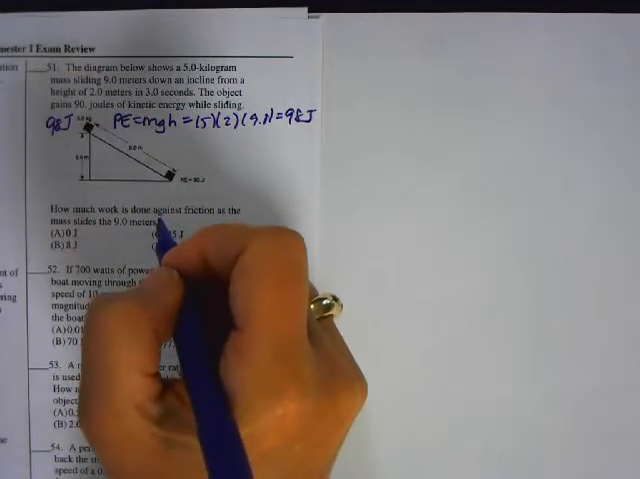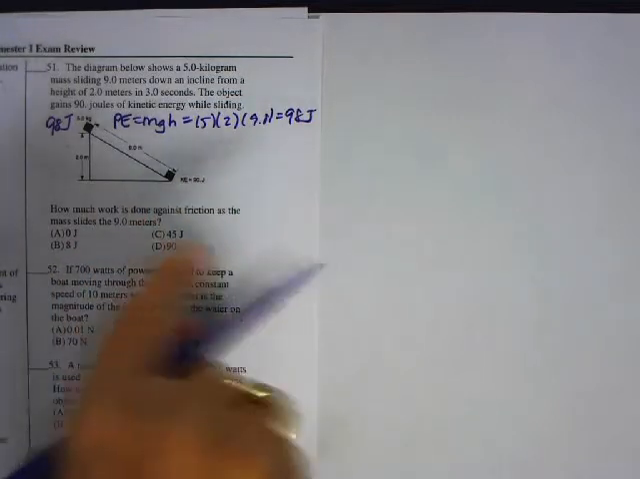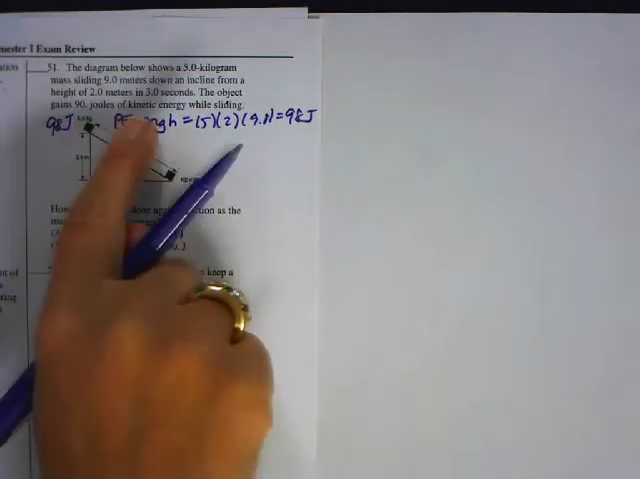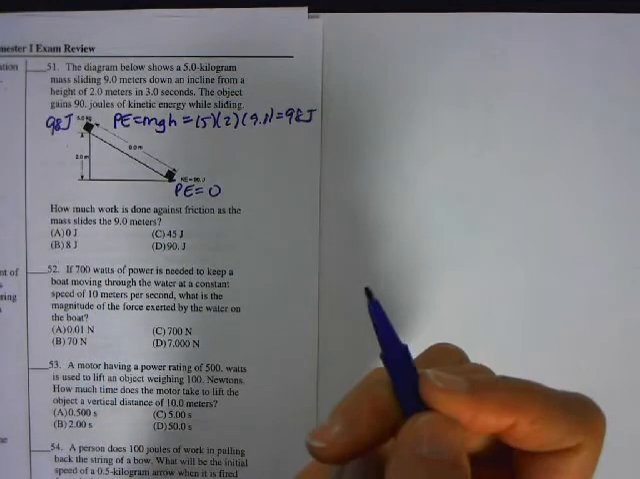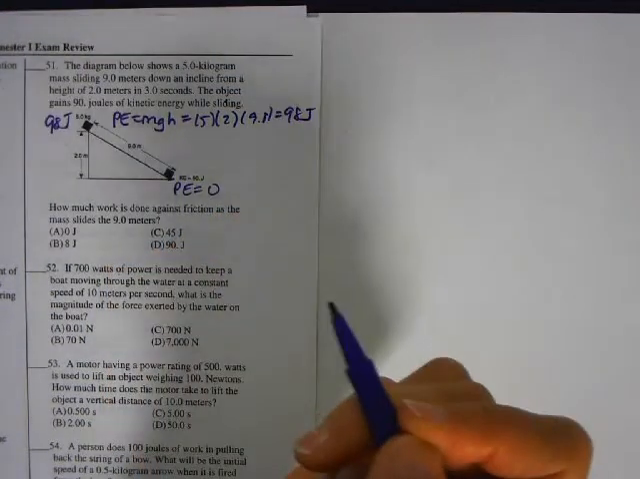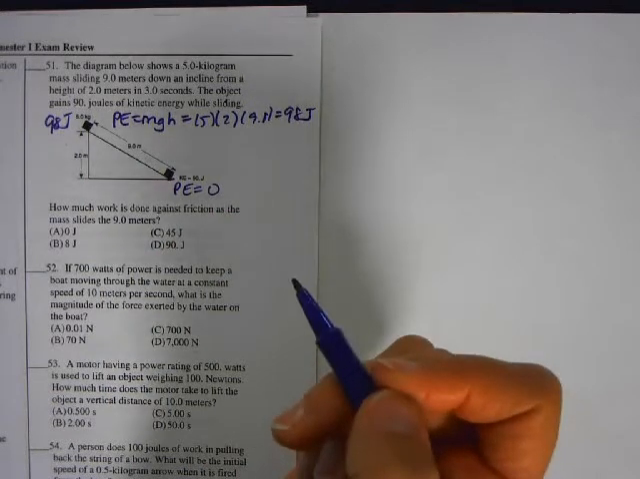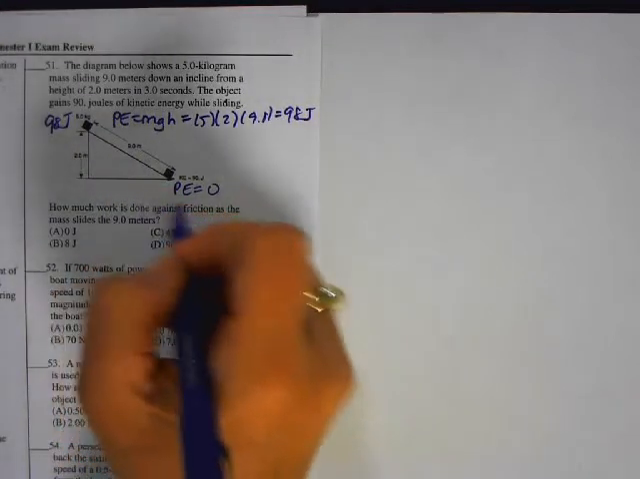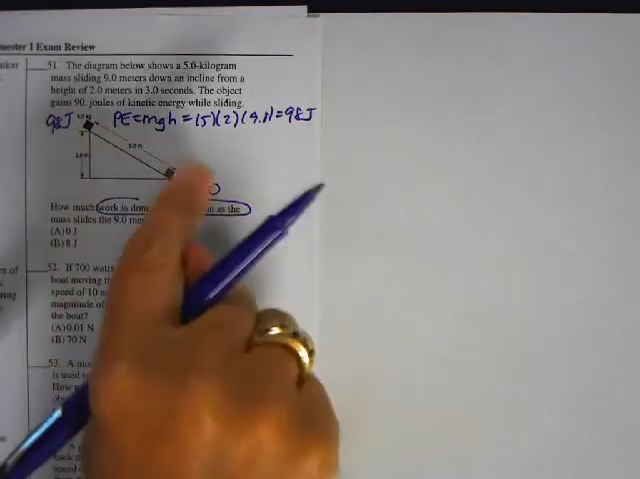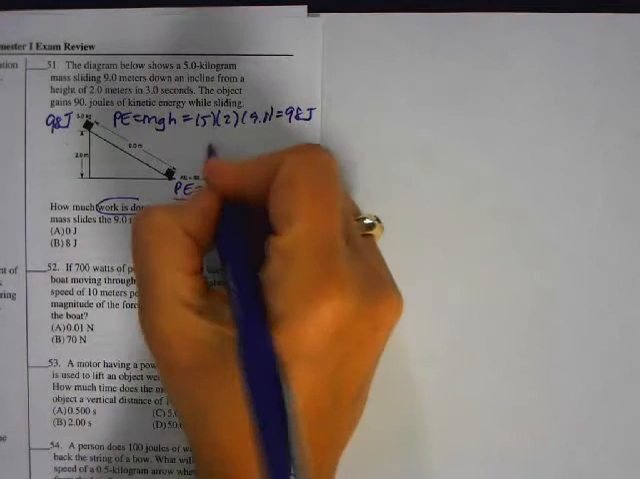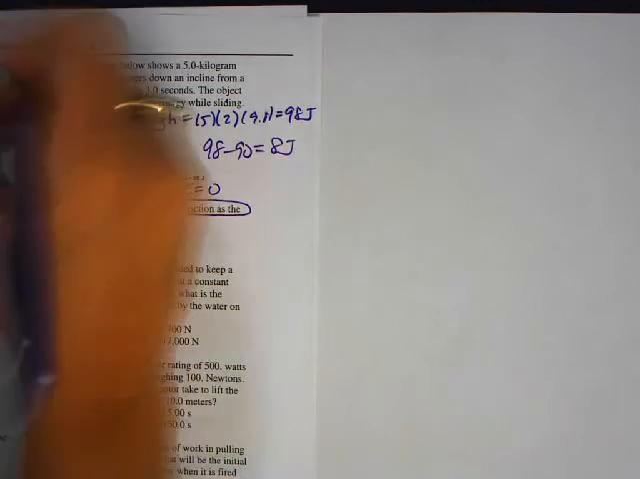At the bottom, they told me that it gains 90 joules of kinetic energy. Well, at the bottom, we know that the potential energy is 0. But there's only 90 joules of kinetic energy. So what happened to the other energy? Okay, the other energy was the work done by friction. So when it says how much work is done against friction as the mass slides, well, if I have 98 here and 90 here, the difference is 98 minus 90, 8 joules is done by friction.